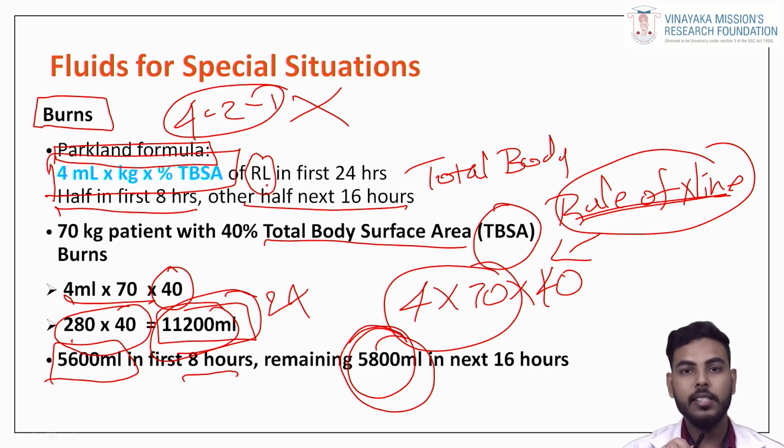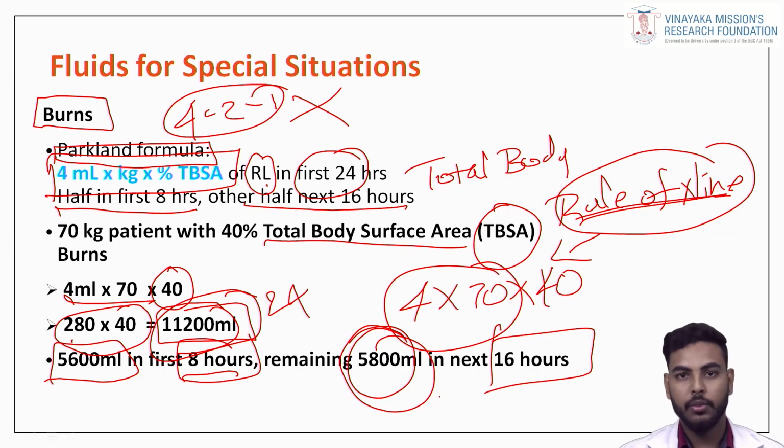So the Parkland formula is 4 ml into kg, that is body weight, into percentage of TBSA. The fluid is calculated for the 24 hours, which will be divided into two parts. The first half will be given in the first 8 hours, and the remaining half will be given over the next 16 hours. So this is how to calculate in burns cases.